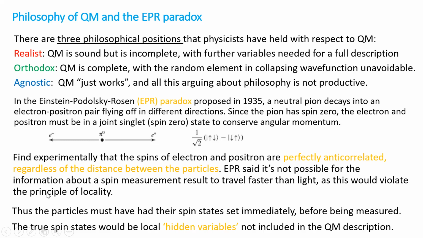So the proposal of the EPR paradox to resolve it is that the particles, the electron and the positron, must have had their spin states set immediately after being created at the pion decay. So even though it's not shown in the wave function here, both possibilities are present. Somehow, not contained in the quantum mechanical description, which is this spin wave function of the two particles, it must have been embedded in a fuller description of the system that the electron was in fact spin up and the positron was spin down, or in other cases, the reverse. But this is set immediately after creation and not after the measurement. So these true spin states would be called hidden variables because they're not part of the quantum mechanical description. Okay, so these would be local hidden variables.